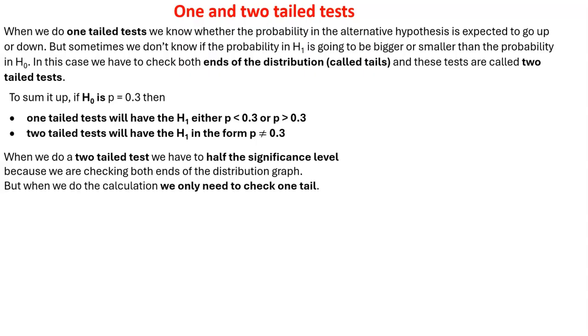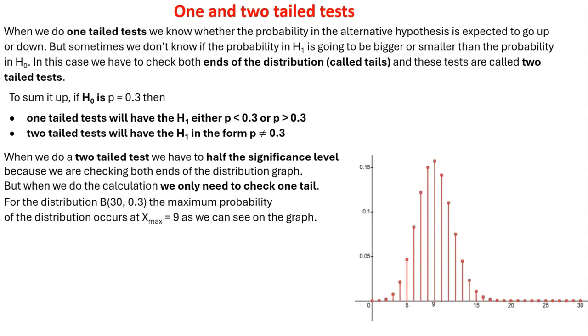When we do a two-tailed test, we always have to halve the significance level because we are checking both ends of the distribution graph, not only one end like in a one-tailed test. But when we do the actual calculations, we only need to check one tail. Why? The best way to understand is by looking at the graph of the distribution.